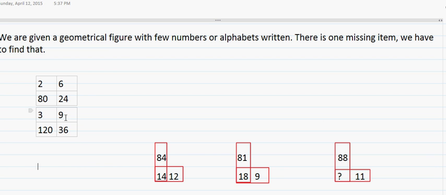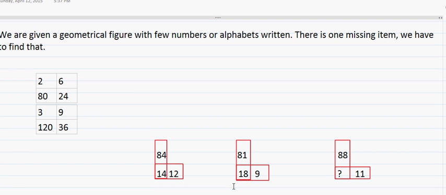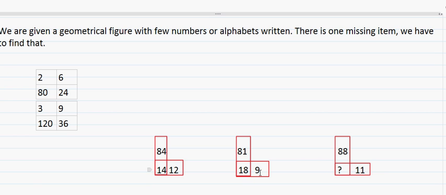So let's go to the next question, and if you approach the next question, you would see that here it is 84, here it is 12. You can very well see the logic between 12 and 84, and then 9 and 81 also. When you divide 84 by 12, you would get 7, and double of that is here, 14. Similarly, when you divide 81 by 9, you would get 9, double of 9 is here, 18.